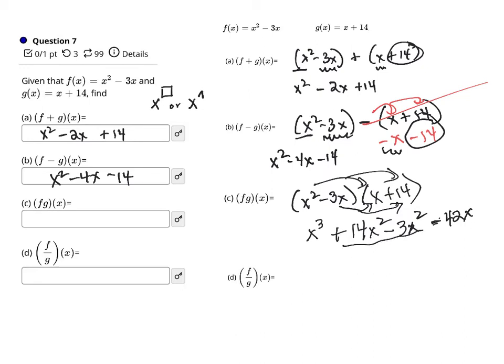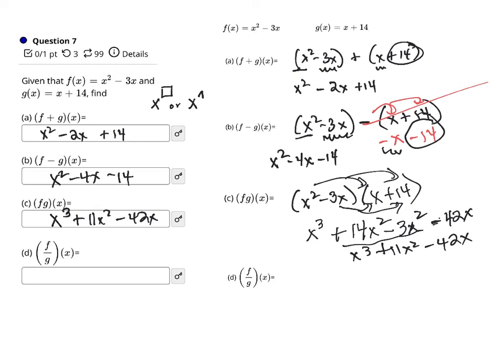So I'm going to have as my answer x cubed. Signs are different, so subtract, take the sign of the larger. So that would be plus 11x squared. And then on the end, minus 42x. So that's x cubed plus 11x squared, and then minus 42x.